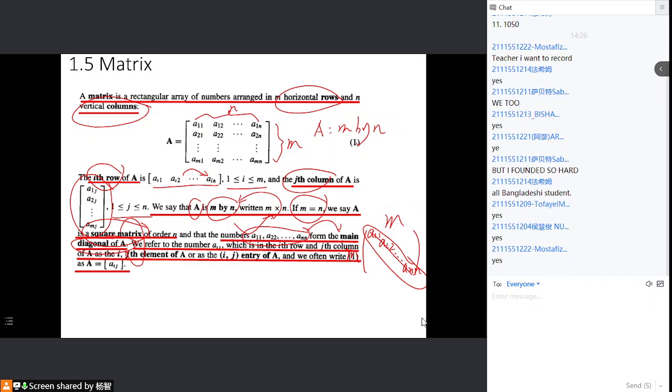Because if I give you another matrix, maybe B, with B11, B12, B13, and B21, B22, B23, it does not have a main diagonal. Right? It does not have a main diagonal. It only has B11, B22, but B33 is absent.